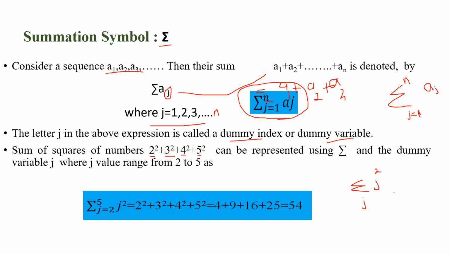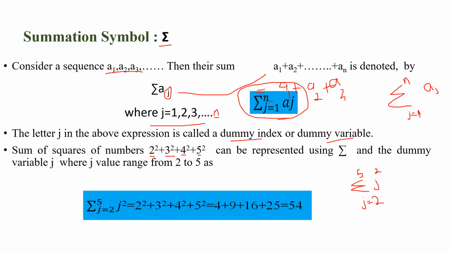So what are you going to do? The initial value of j has to be given as a subscript for the sigma symbol. The initial value of j will be 2. And up to what value is it going? It is going only up to 5. In the previous case, it was going up to n. That's why we gave sigma j equal to 1 to n. Here it is going only up to 5. So you will be writing it as j equal to 2 to 5.